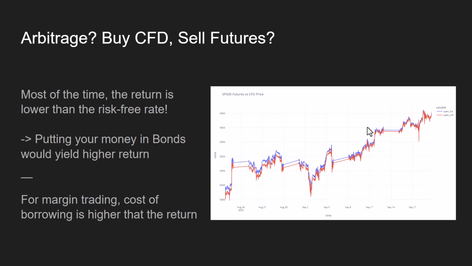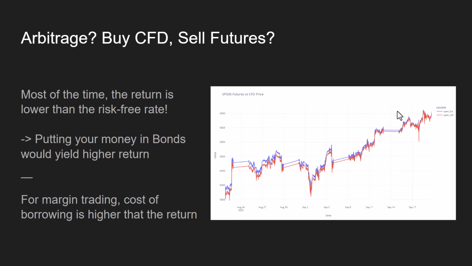So this is a little bit off topic, but the question is, can you arbitrage futures and CFDs? Because, for example, you see that the CFD price here is lower than the futures price. So what you could do, for example, is buy the CFD, sell futures, and then as over time the difference narrows, you should be able to make a profit. And that is true if you fund the position yourself.